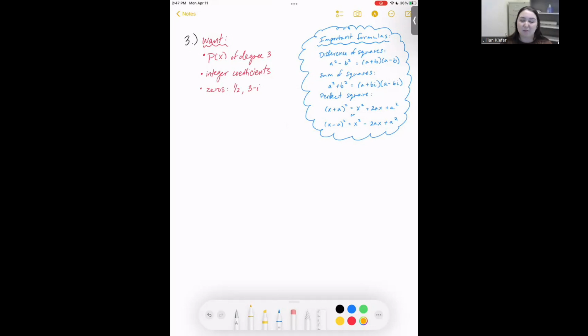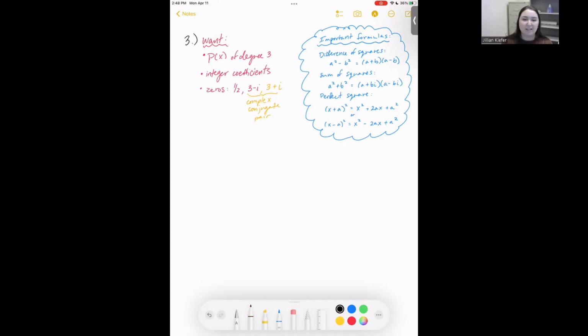And we've been told that 3 minus i is a 0. This means that 3 plus i has to be a 0 as well. So here we go. Also, 3 plus i. And this is the complex conjugate pair. So there's our complex conjugate pair. So we know that our polynomial has these 3 zeros.